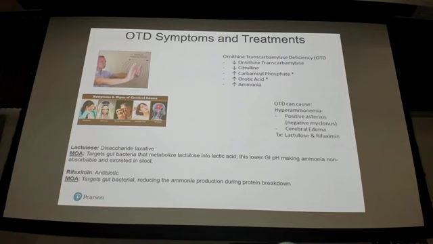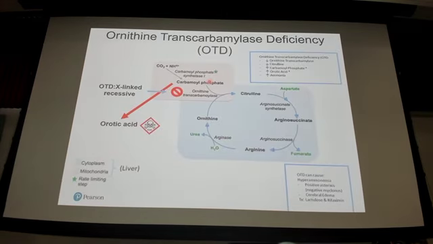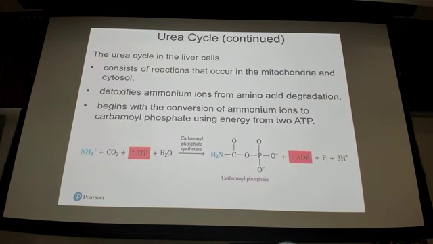Are there any questions about the urea cycle? Yes. Carbamoyl phosphate synthetase 1. Any other questions? All right, and this is just a summary of the urea cycle. Oops. So this pathway is removing excess nitrogen from the body.